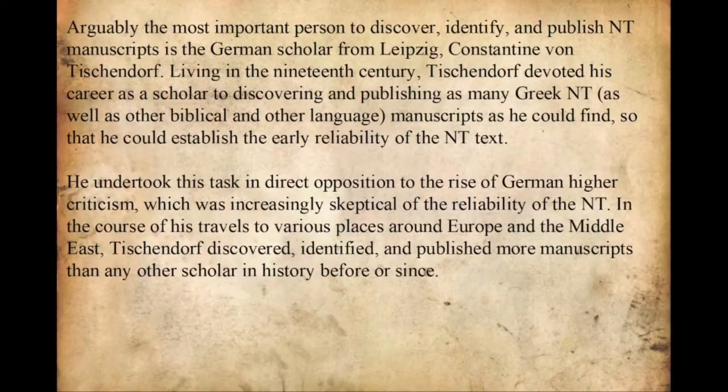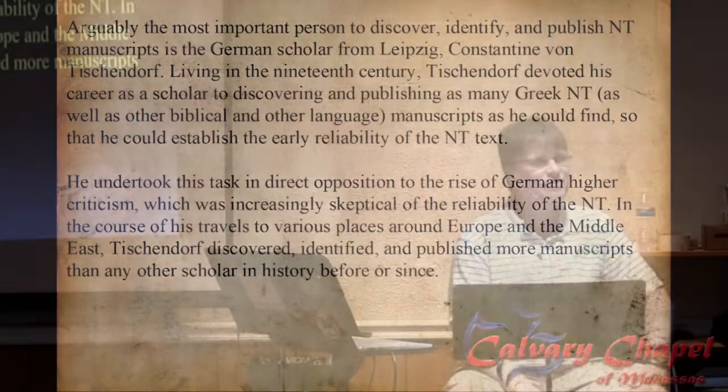Arguably, the most important person to discover, identify, and publish New Testament manuscripts is the German scholar from Leipzig, Constantine von Tischendorf. Living in the 19th century, Tischendorf devoted his career as a scholar to discovering and publishing as many Greek New Testament, as well as other biblical and other language, manuscripts as he could find, so that he could establish the early reliability of the New Testament text. He undertook this task in direct opposition to the rise of German higher criticism, which was increasingly skeptical of the reliability of the New Testament. In the course of his travels to various places around Europe and the Middle East, Tischendorf discovered, identified, and published more manuscripts than any other scholar in history before or since. Pretty cool, huh? We'll talk about him a little bit more later on.